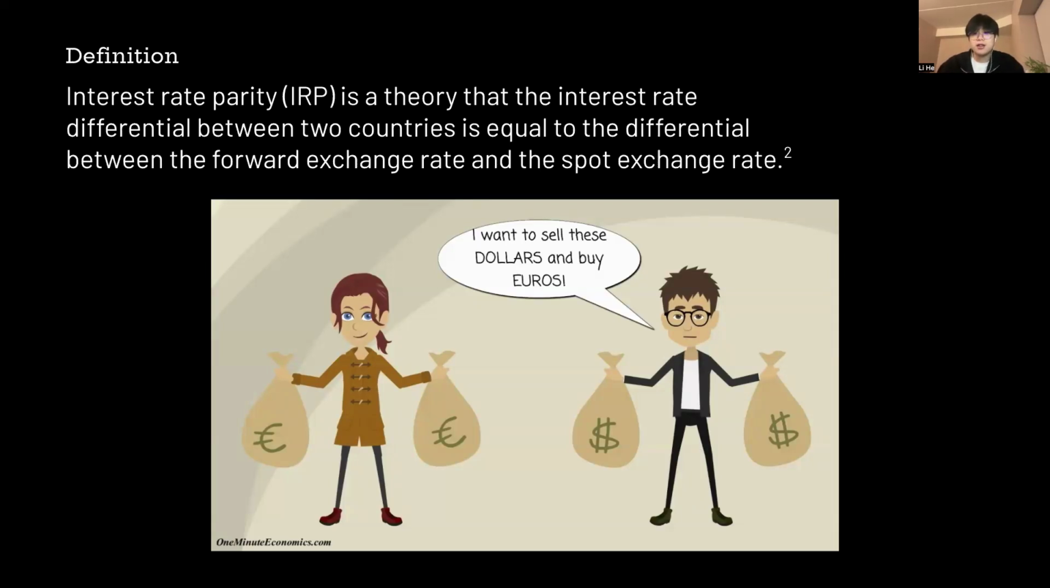Interest rate parity is a theory that the interest rate differential between two countries is equal to the differential between the forward exchange rate and the spot exchange rate. Or in simple terms, it is the fundamental equation that governs the relationship between interest rates and currency exchange rates.